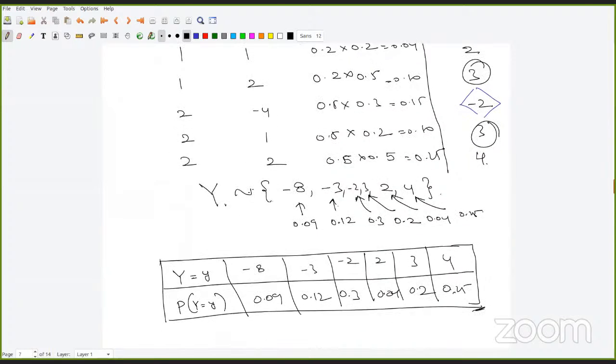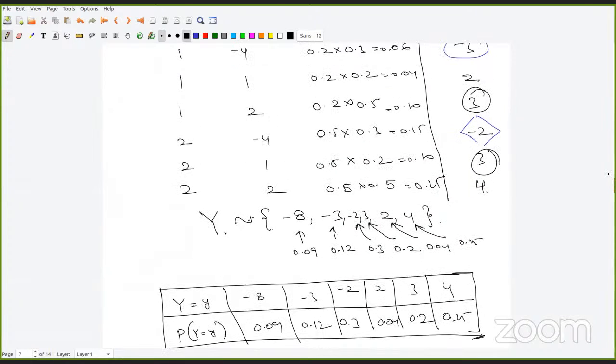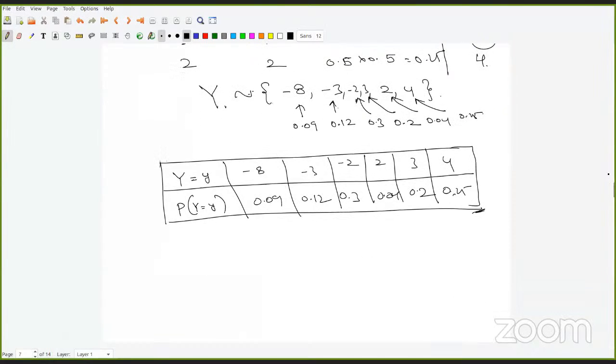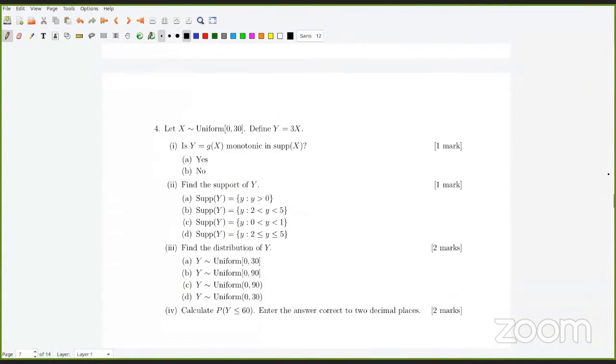This is the discrete case. So if you have a sum of two random variables where x1 and x2 are discrete, you know how to find the distribution of y, as well as the moment generating function. Okay. Shall we move ahead? Yes, sir.